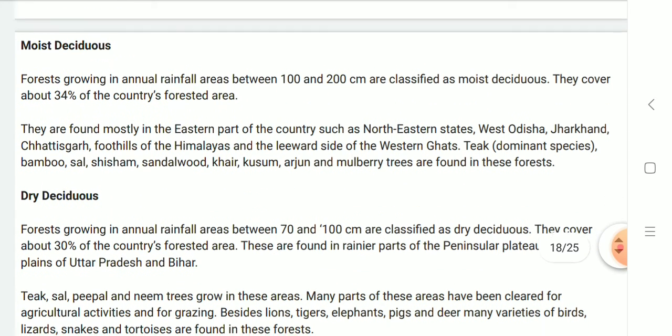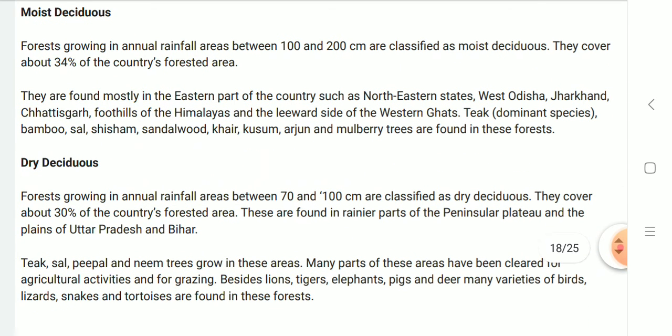Moist deciduous forests grow in annual rainfall areas between 100 to 200 centimeters and hence these are called moist. They are found mostly in eastern parts of the country such as the northeastern states, west Odisha, Jharkhand, Chhattisgarh, foothills of Himalayas. The plants that mostly grow here are teak, bamboo, sal, shisham, sandalwood, khair, kusum, arjun and mulberry trees.